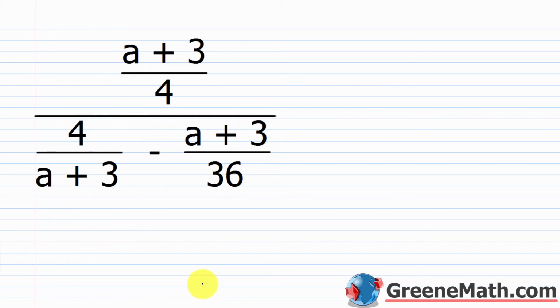All right, so let's take a look at a plus 3 over 4, and then over 4 over a plus 3, and then minus a plus 3 over 36. So recall that the complex fraction has a numerator, and let me label this real quick. This is the numerator. And then it also has a denominator. So this is your denominator.